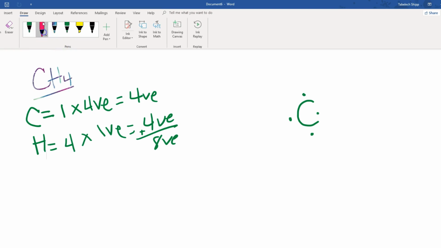Okay, so here we go. Here's hydrogen coming in. Sorry, guys, let me erase this. There we go. So here comes hydrogen plus the one it's going to contribute. Here comes the second hydrogen plus the other one it is going to contribute, the third hydrogen and the last hydrogen.